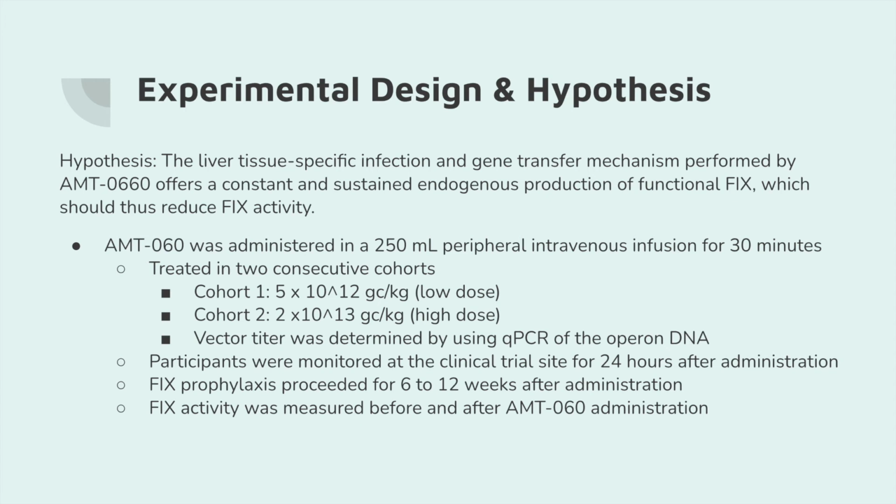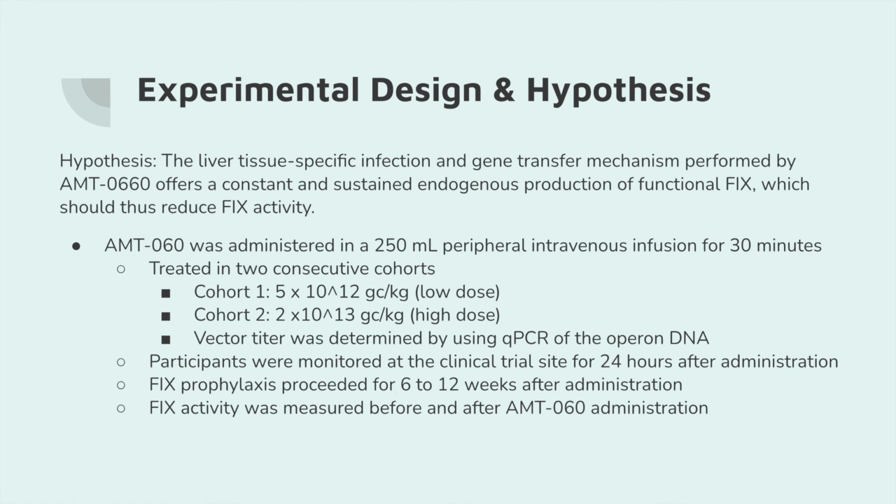In their experimental design, they administered AMT60 in a 250 milliliter peripheral intravenous infusion for 30 minutes. Patients were treated in 2 consecutive cohorts. Cohort 1 received a 5 × 10 to the 12th genome copies per kilogram, which was considered the low dose, and cohort 2 received 2 × 10 to the 13th genome copies per kilogram, which was the high dose.